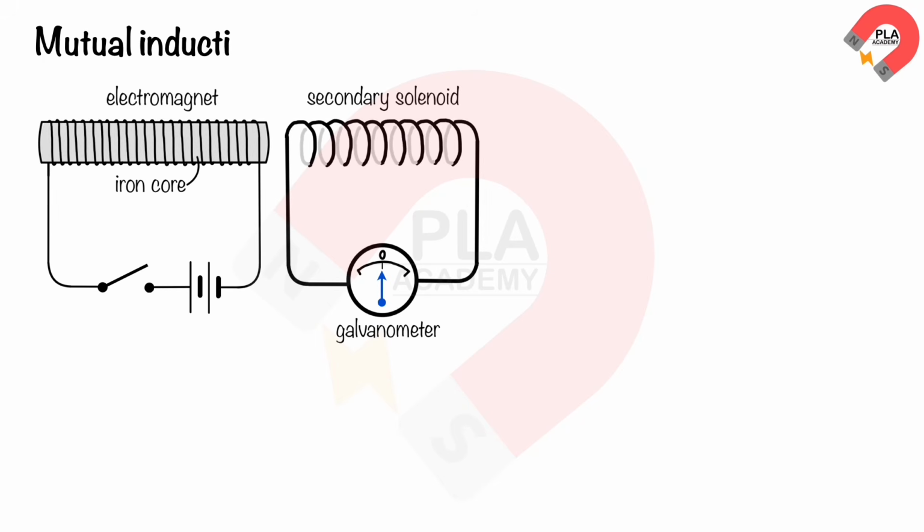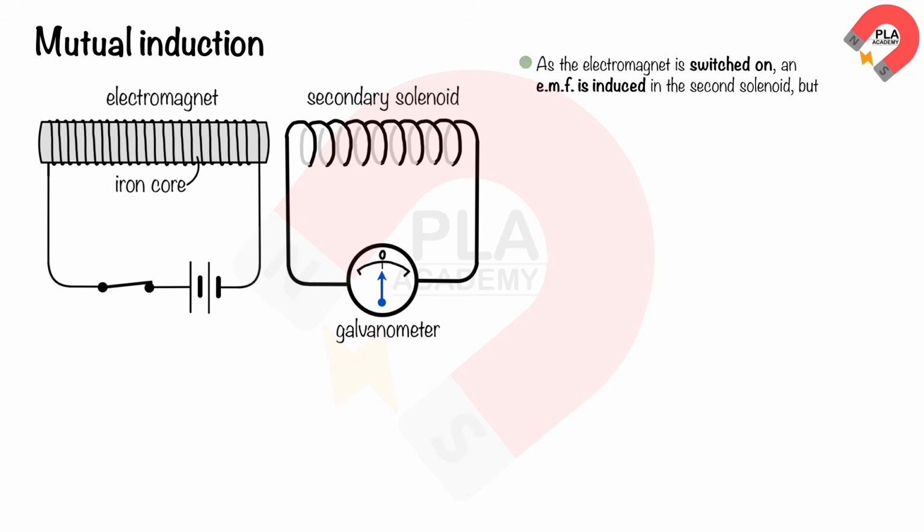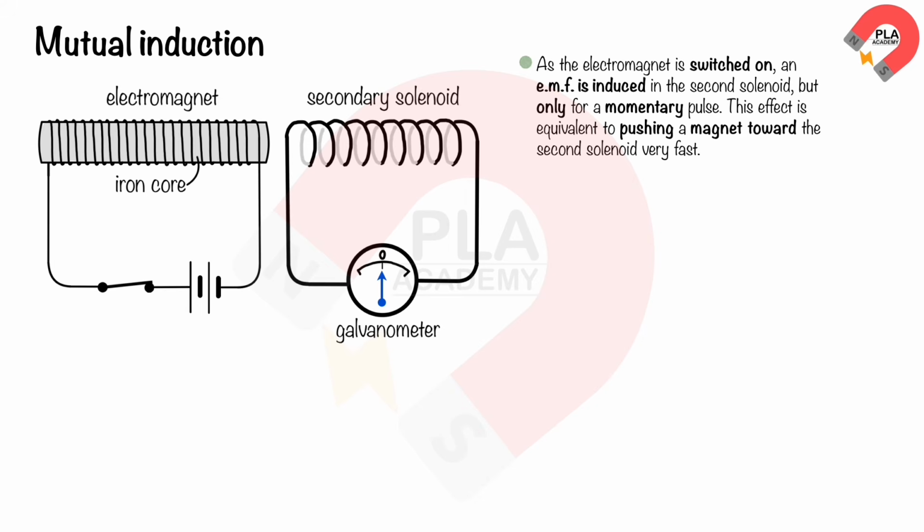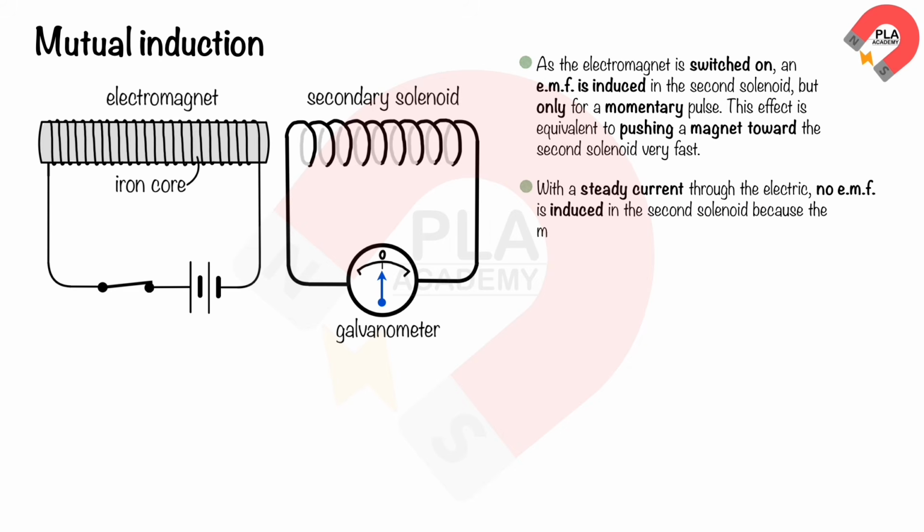Mutual induction. As the electromagnet is switched on, an EMF is induced in the second solenoid, but only for a momentary pulse. This effect is equivalent to pushing a magnet toward the second solenoid very fast. With a steady current through the electromagnet, no EMF is induced in the second solenoid because the magnetic field is not changing.